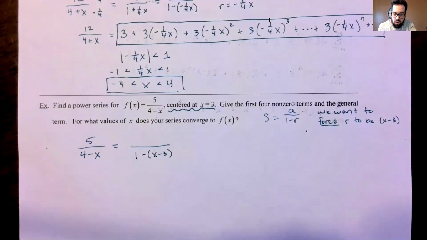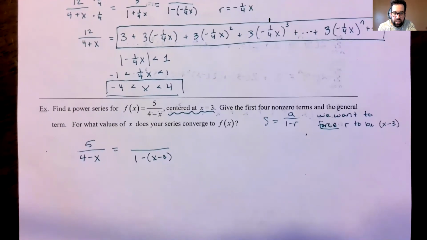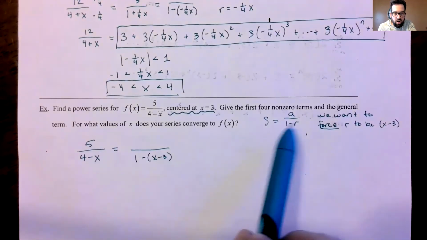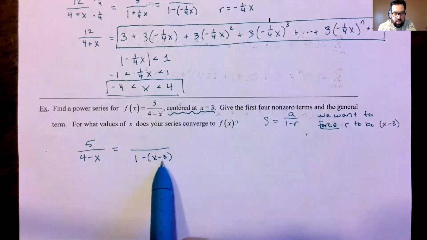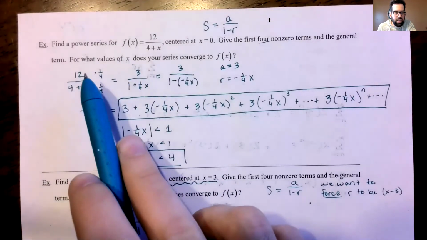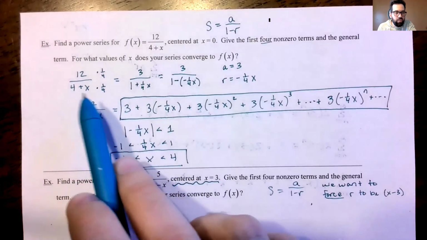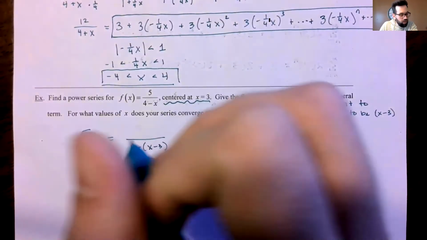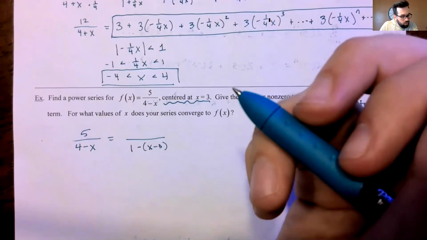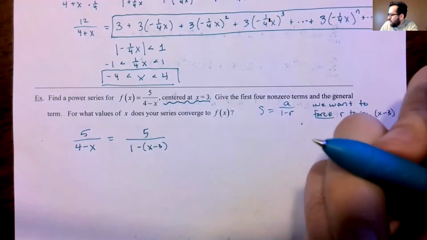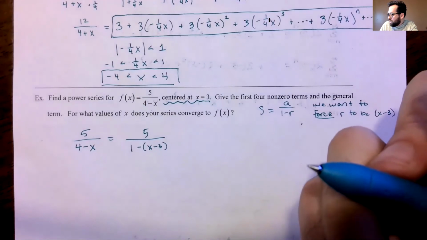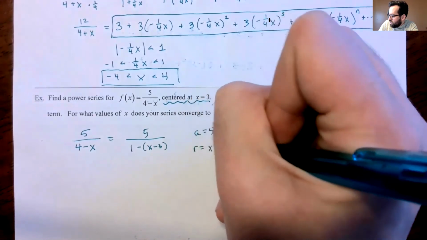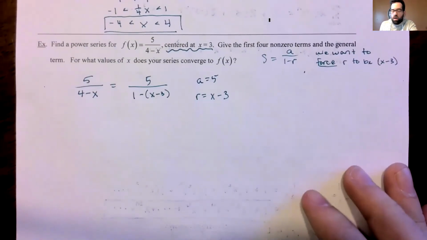Sometimes it's a little bit more work, but you basically want to force the second term, the r, to be what we need it to be so that we're centered in the right spot, and then we could multiply by something like we did up in the first question. If the first term still wasn't a 1, we'd have to, for example, multiply by 1/4. And this question just magically worked. So on top, we got a 5, and on the bottom, we have 1 minus the quantity x minus 3. So in this question now, we have an a of 5 and an r of x minus 3. So that's what we needed.